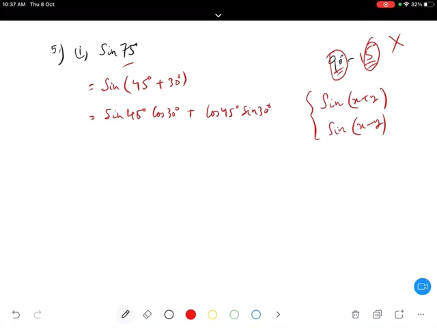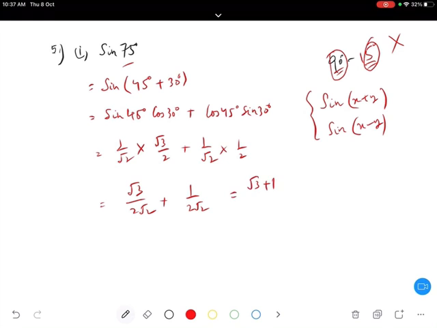Now just put all those values. So sin 45 is 1 by root 2. Cos 30 is root 3 by 2. Plus cos 45 is 1 by root 2, and sin 30 is 1 by 2. So how much do we get? It is root 3 by 2 root 2 plus 1 by 2 root 2. So we get root 3 plus 1 divided by 2 root 2. Everyone, yes or no?